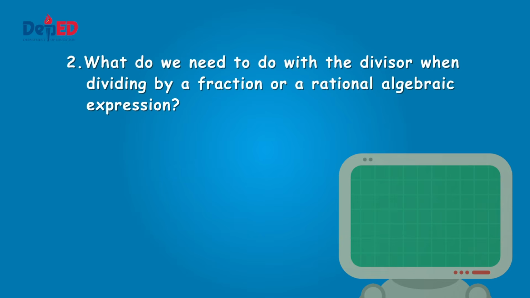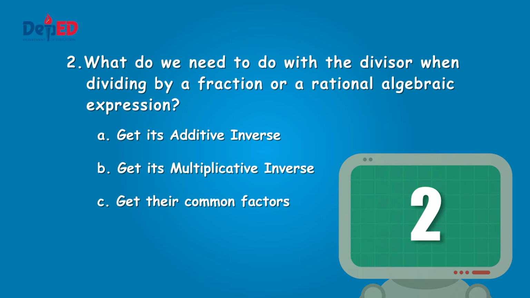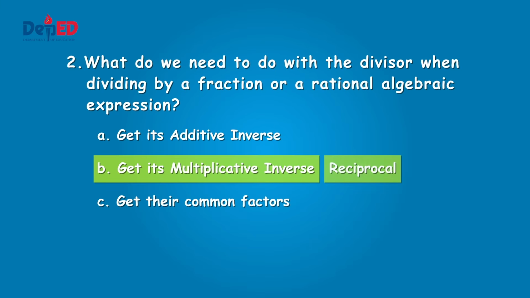Number 2. What do we need to do with the divisor when dividing by a fraction or a rational algebraic expression? A. Get its additive inverse. B. Get the multiplicative inverse. Or C. Get their common factors. The answer to this question is B. Get the multiplicative inverse or the reciprocal, then proceed to multiplication.